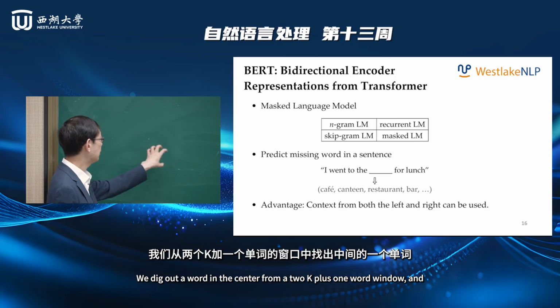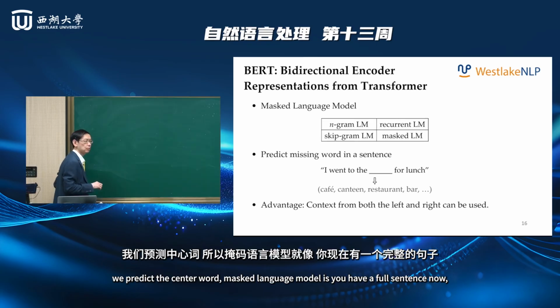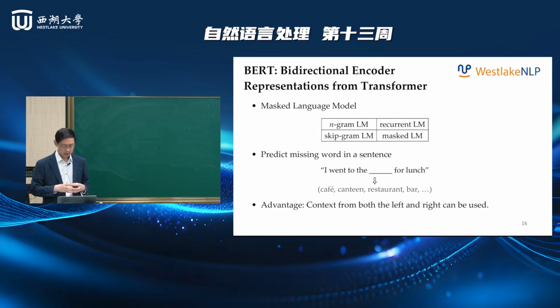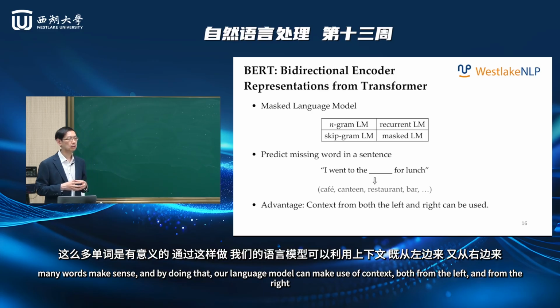Okay? We dig out a word in the center from a 2k plus 1 word window, and we predict the center word. So masked language model is like you have a full sentence now, okay, and you dig out some words, and then let's predict those words. For example, if the sentence is I went to the space for lunch, and you predict the word, you know, so this is somewhere you eat, okay? So many words make sense.